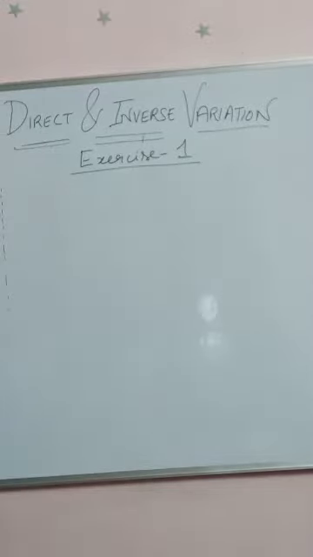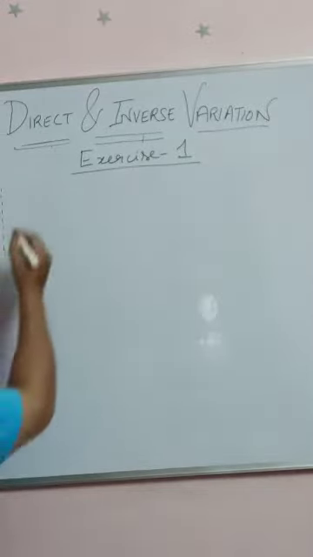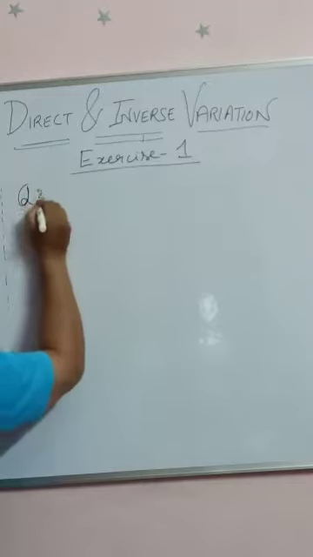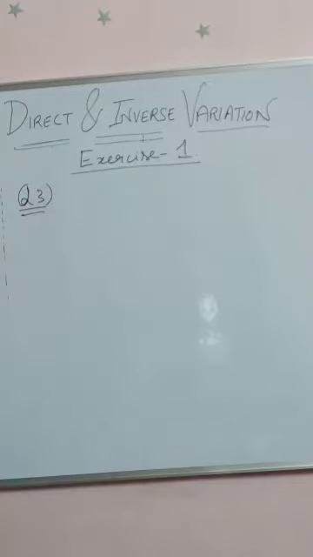Okay, the next question that we are going to discuss is question number 3 of the same exercise. Kindly see the question in the book. They are saying, if 3 by 5 of a plot of land costs rupees 75,120, what will 7 by 20 of the plot cost?